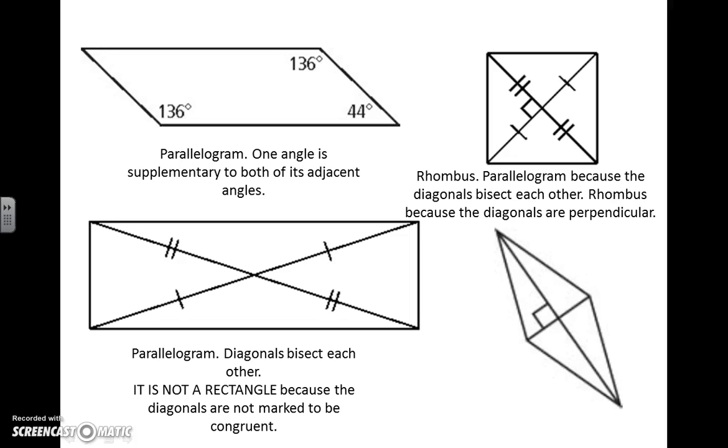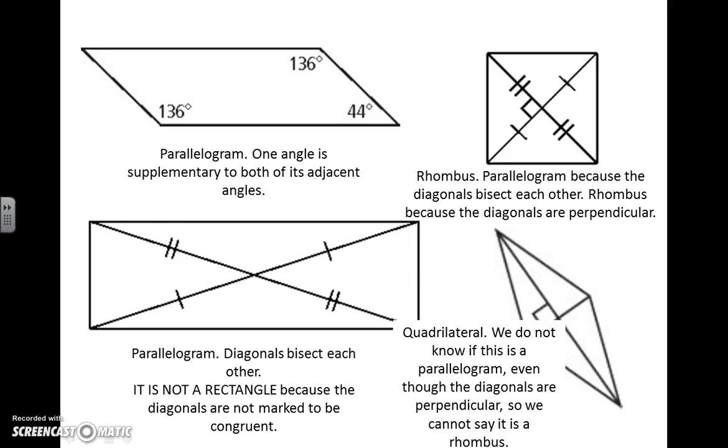This next shape is a parallelogram. The diagonals bisect each other, therefore it's a parallelogram. It is not a rectangle because the diagonals are not marked to be congruent. If all of the diagonals had been marked with one tick, we could say it's a rectangle, but because it was not, we must assume it's only a parallelogram. And this last shape is a quadrilateral. We don't know if this is even a parallelogram, even though the diagonals are perpendicular, so I can't even say that it's a rhombus.